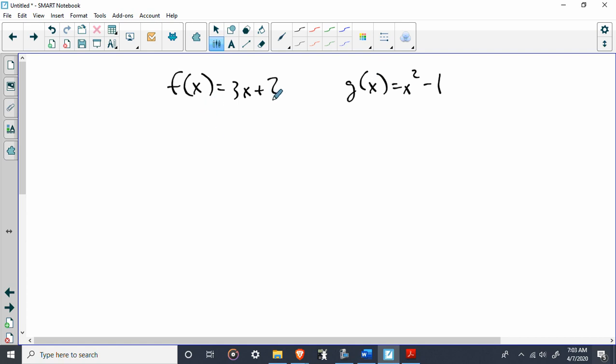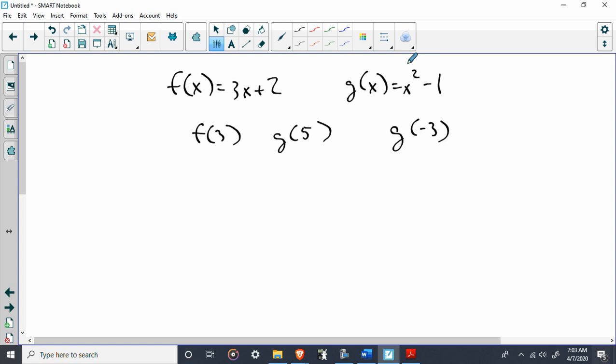This is f of x. This is g of x. So what if they said f of 3, g of 5, and g of -3? Well, now, f of 3, I know they want me to plug it into this one. G of 5, I know they want me to plug into this one. G of -3, I know that they want me to plug into this one.